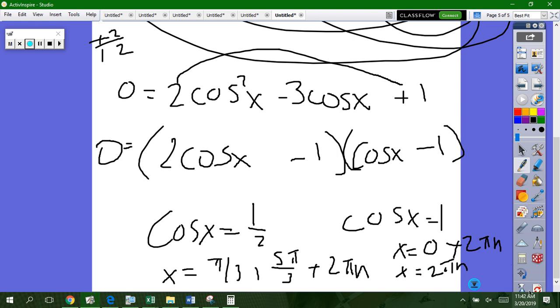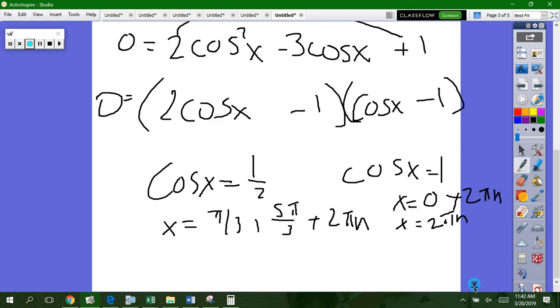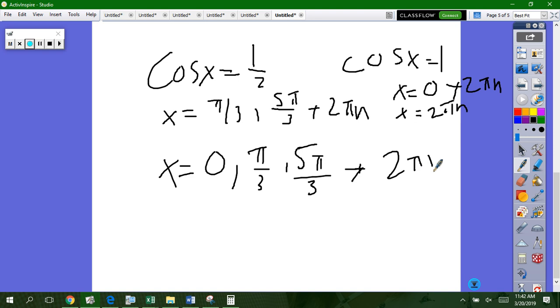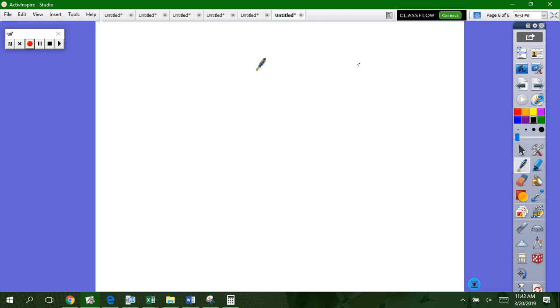Okay, so if you were going to do the whole answers, everybody, you would have to go x equals 0, pi thirds, 5 pi thirds, plus 2 pi n. Does that make sense? Because all of those are adding 2 pi n. That's how you'd have to have that. Next. Okay, we're getting close to being done. We got 3 more examples.